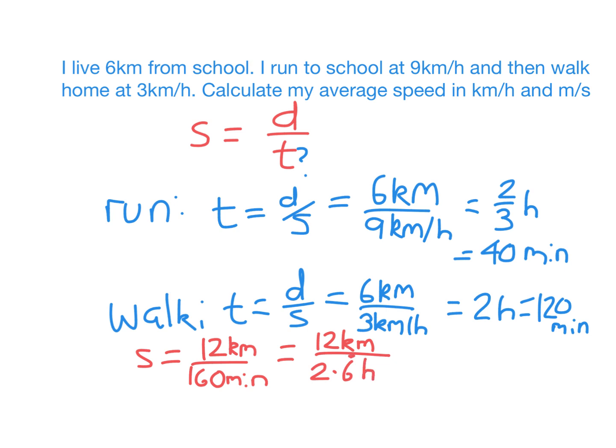So putting that in our calculator, we get 4.5, because it's kilometers per hour. That's my average speed in kilometers per hour. To find the speed in meters per second, we simply divide by 3.6. The answer we get is 1.25 meters per second. So these are equivalent speeds. If you go at 4.5 kilometers per hour and 1.25 meters per second, you are traveling at the exact same speed.